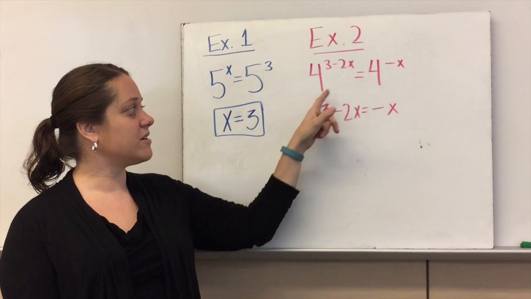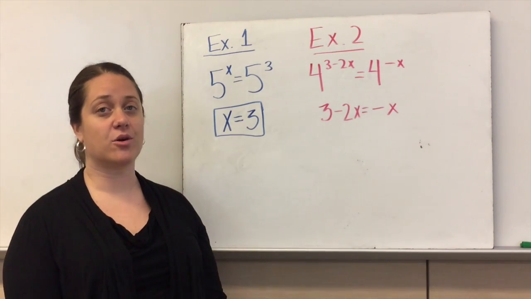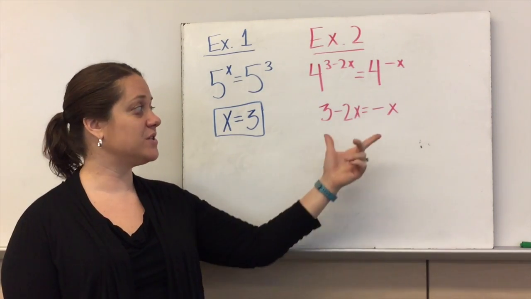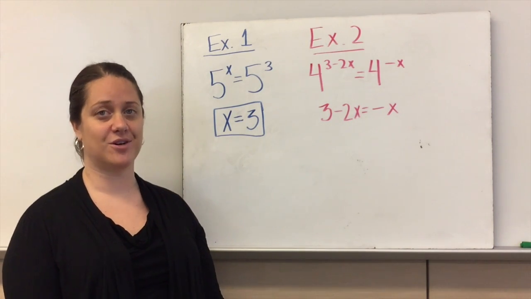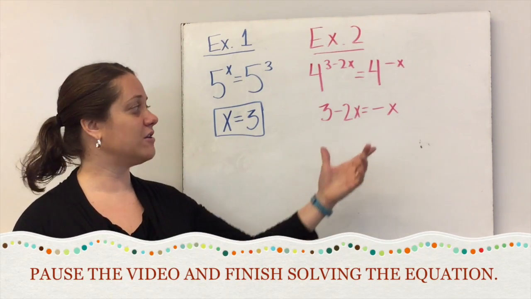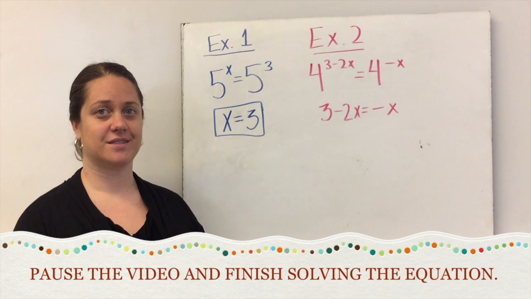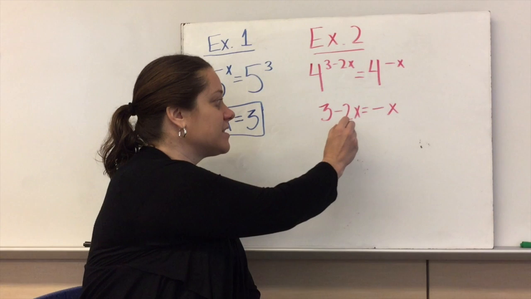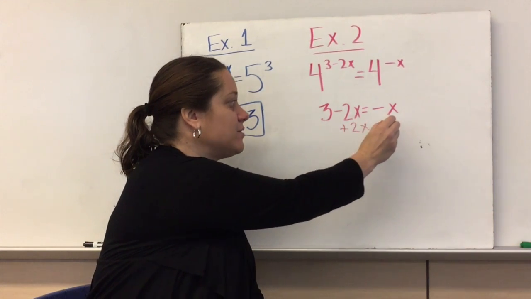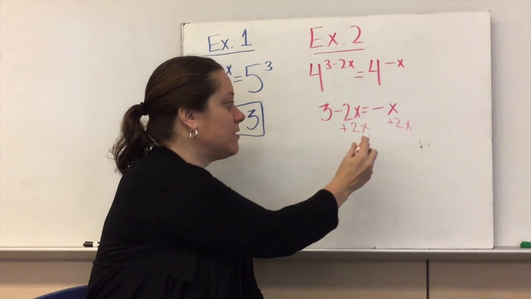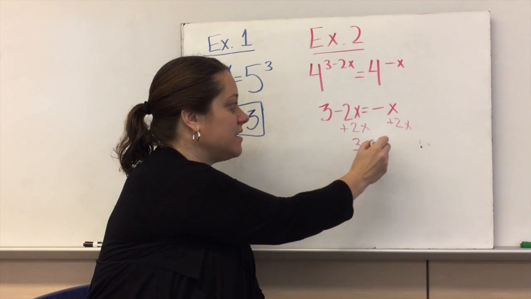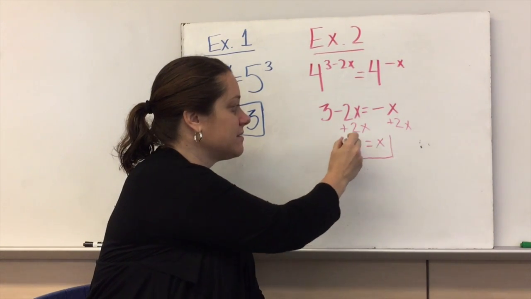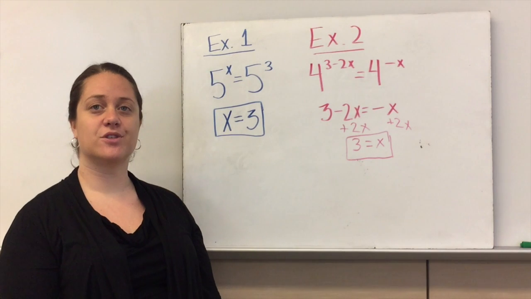Here, you see the bases are equal. So as long as your bases are already equal, the only thing you have to do is just set them equal to each other and solve. So go ahead and pause the video and solve this equation. All right, welcome back. So, of course, to solve this equation, I would add 2x to both sides. So I would be left with 3 equals x. And so that is my answer to the problem.